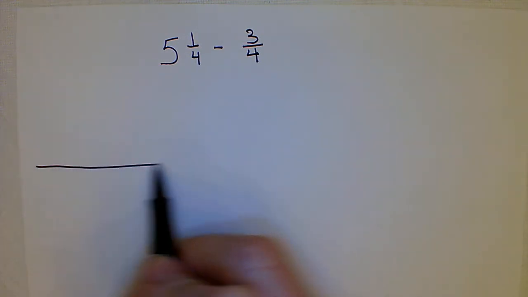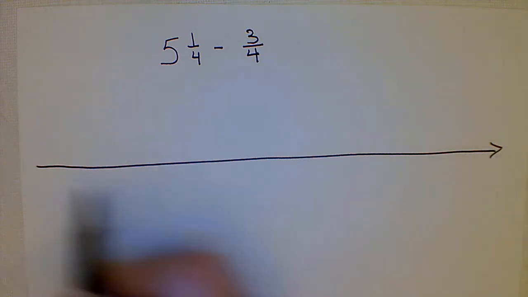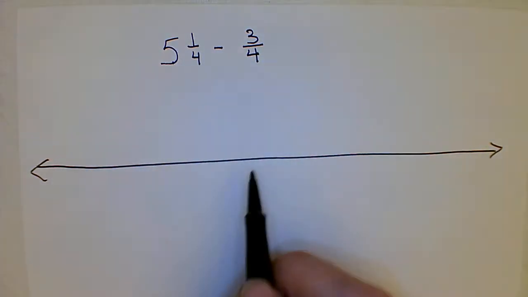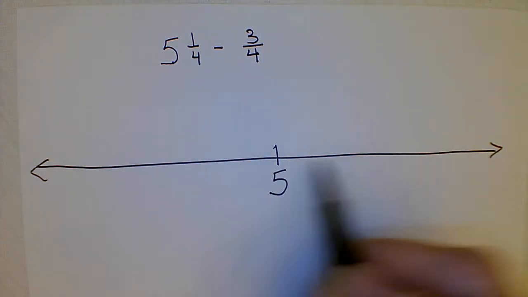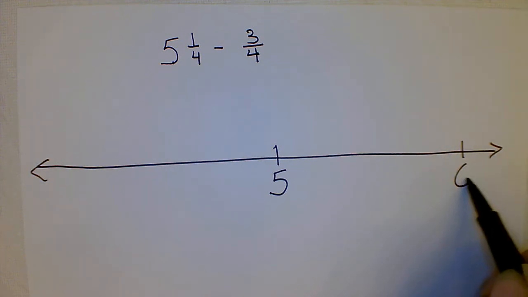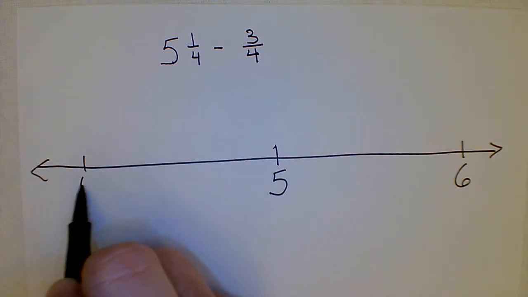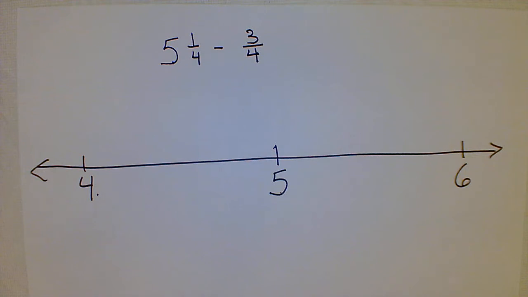So again, I'm going to go ahead and write this out. I have my number line. I'm going to put my 5 in the middle. I'm going to go up 1 whole to 6, and I'm going to go down 1 whole to 4. So I have 4, 5, 6.